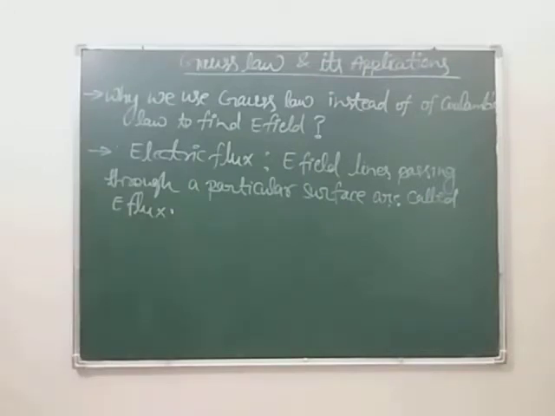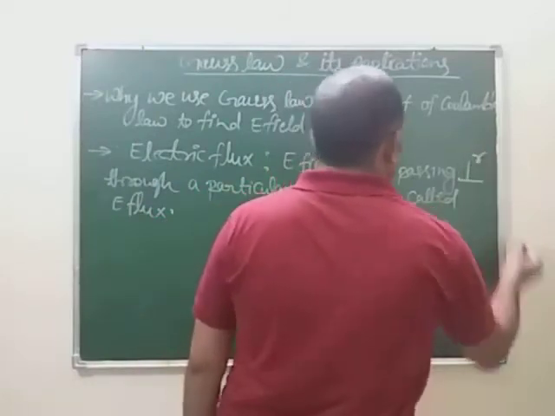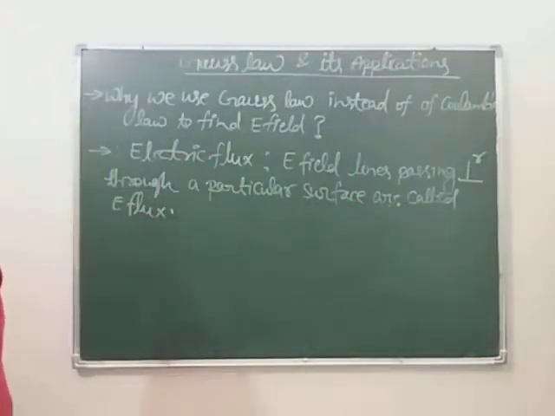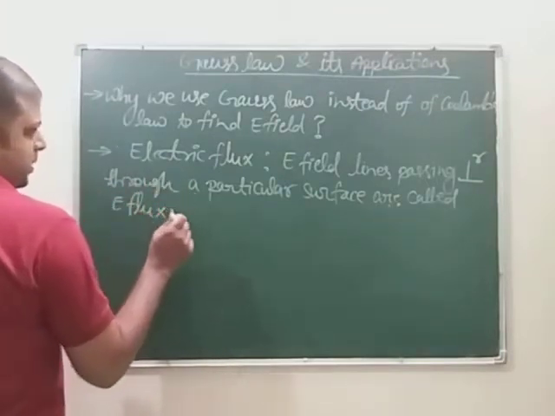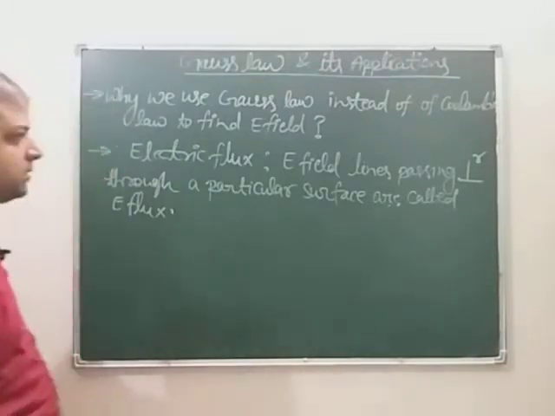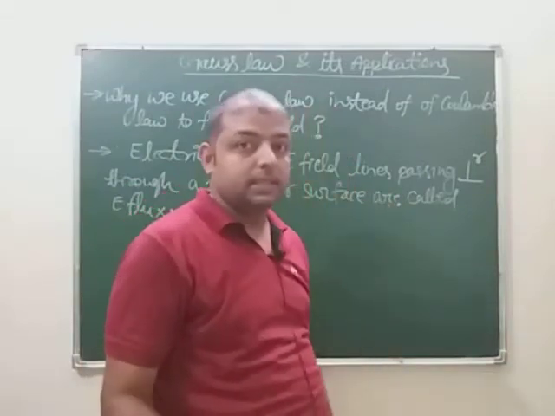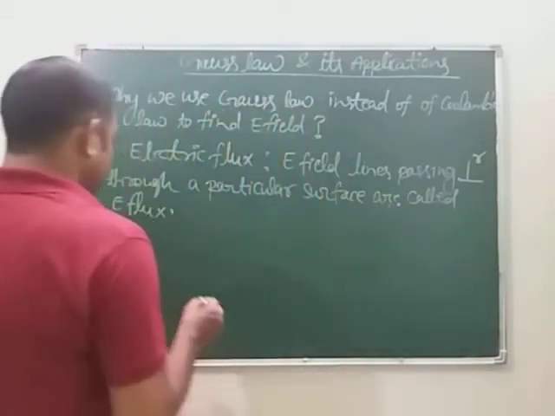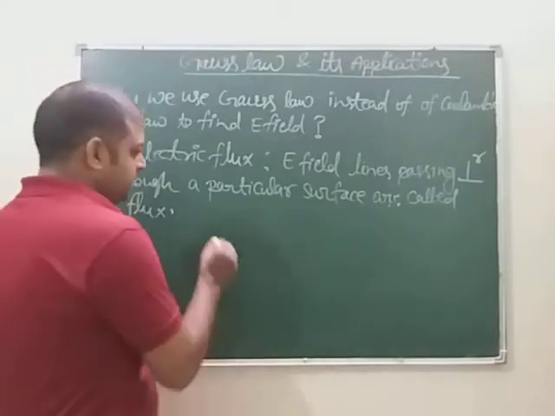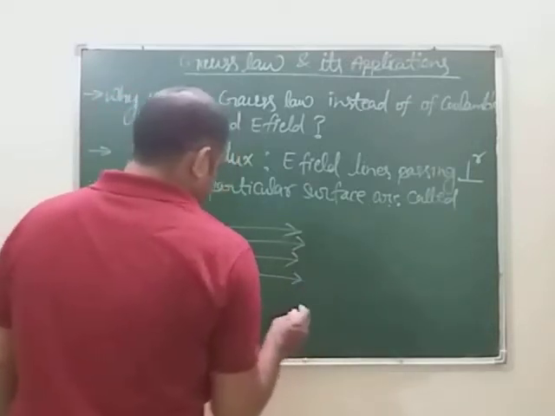So the total number of electric field lines passing normally, or perpendicular, to a particular surface is called electric flux. It is denoted by the symbol phi. But first of all, I will explain that these all are electric field lines.